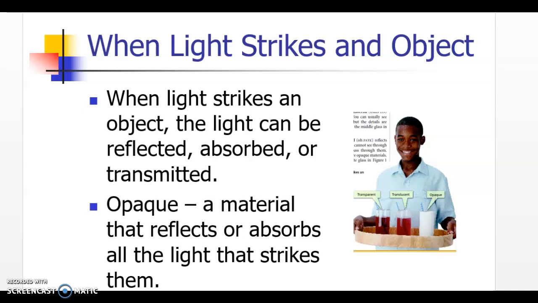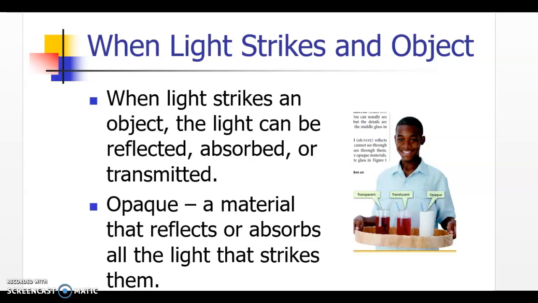Okay, this is the only section we're doing in chapter 4. It's section 4.1. When light strikes an object, and it's going to talk about color and things like that in this section, there are different things that can happen. It can either be reflected, absorbed, or transmitted. So there are 3 different things that can take place.